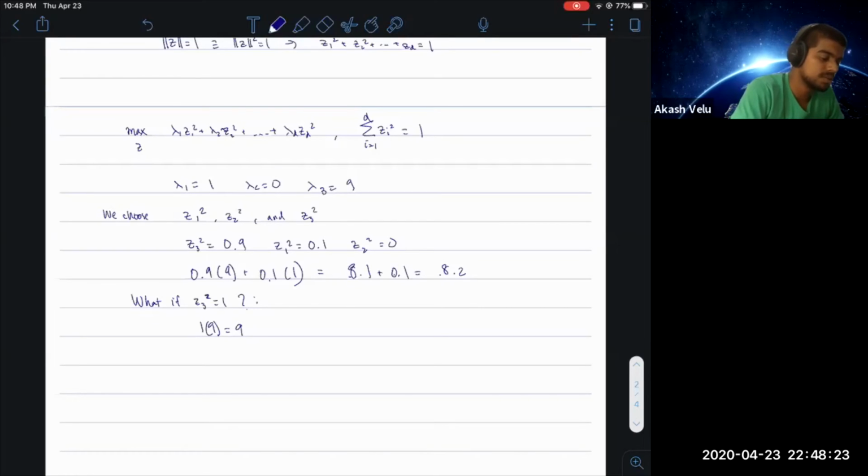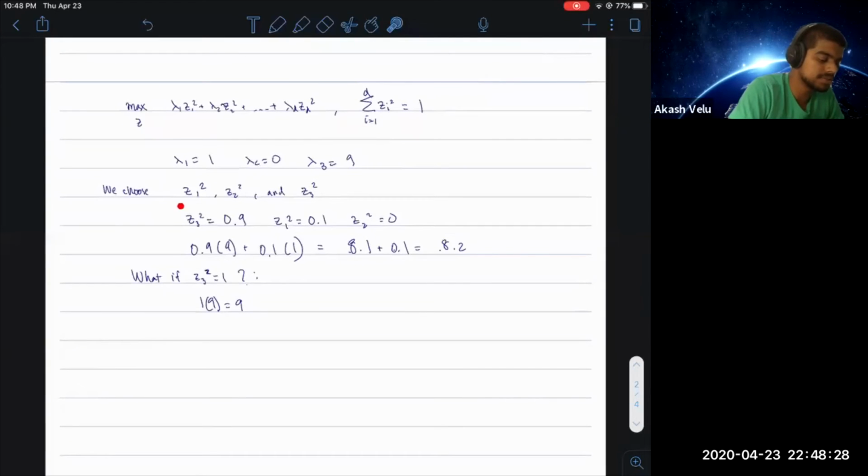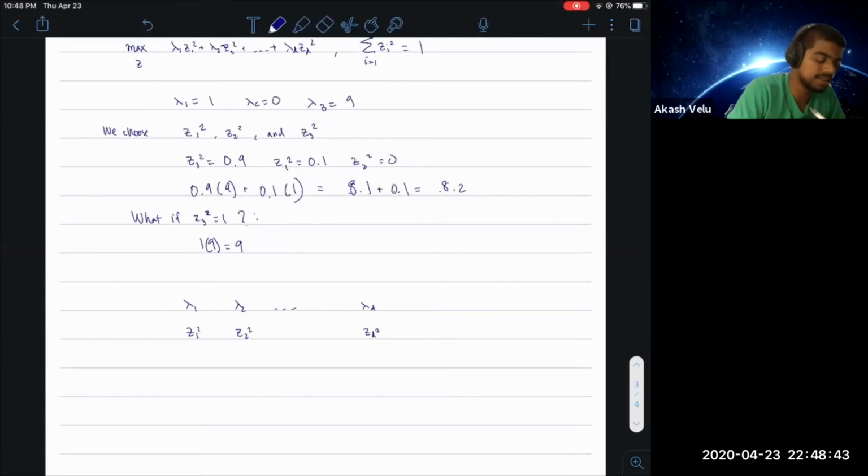So what does this mean? Let's look at the general case instead of this 3 example case. We have lambda 1, lambda 2, all the way up to lambda d. And we have associated weights that we want to assign: z1 squared, z2 squared, all the way up to zd squared. And let's suppose that these are in order, from greatest to least. So lambda 1 is greater than or equal to lambda 2 is greater than or equal to lambda d. So let's just assume this is the case. It's not a big assumption. We can always put them in order and re-index them.